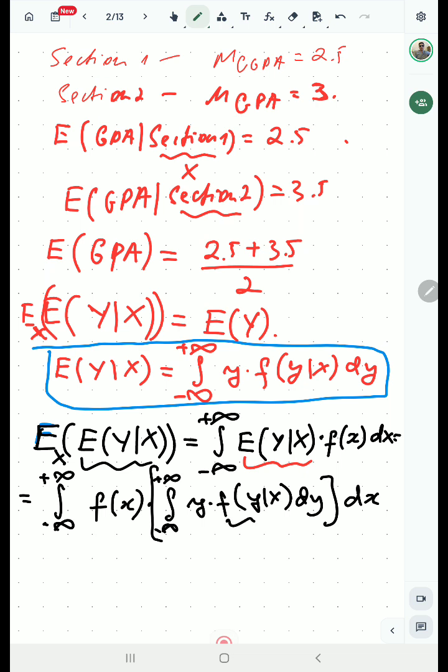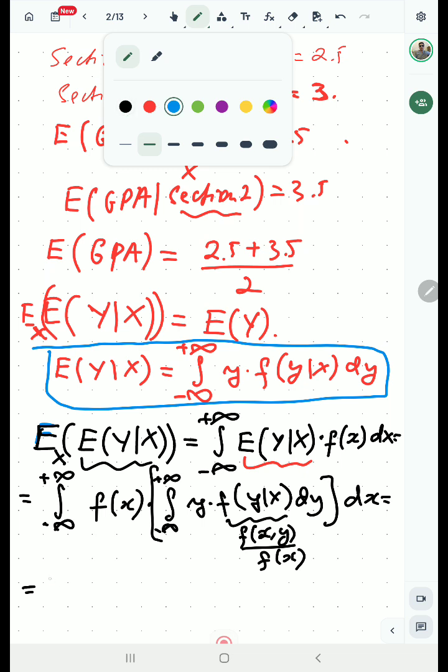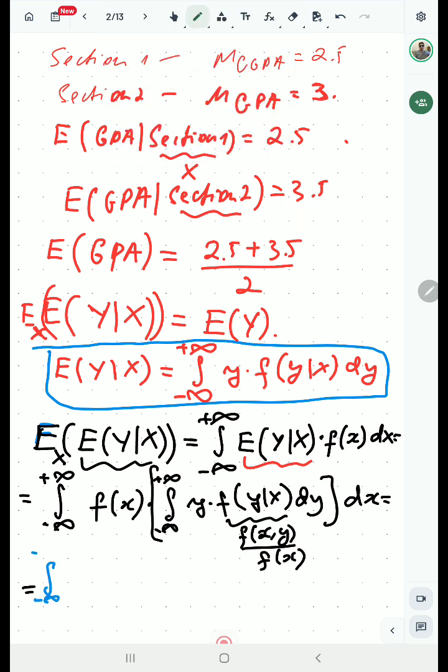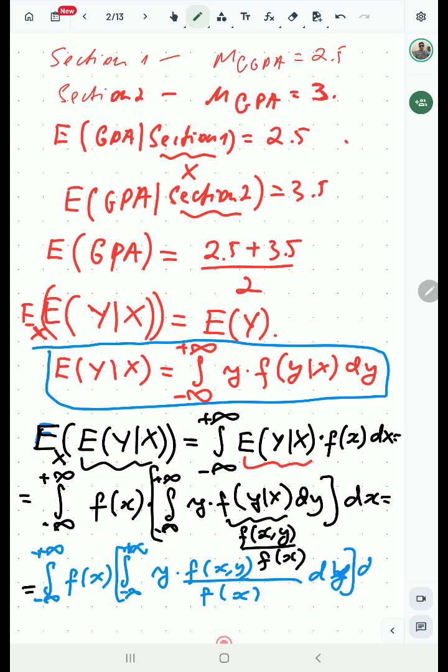Now let's pay attention to one fact. What does this mean? f of y given x is nothing but fxy, the joint density, divided by fx, as we have already talked about. Now let's replace the conditional density by its definition. So this is going to be equal to the integral from minus infinity to positive infinity of fx times the integral from minus infinity to positive infinity of y times fxy over fx, dy and then dx.